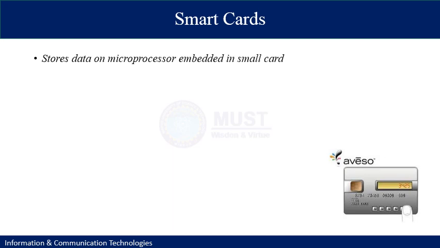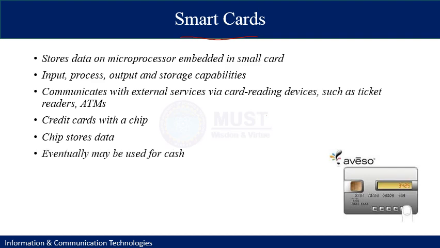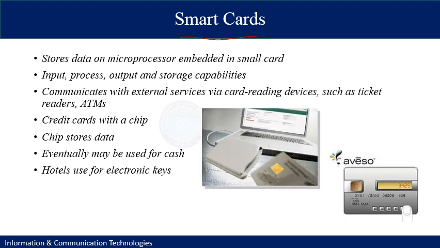A small amount of data can also be stored onto credit cards or similar cards named smart cards. These cards store data on a microprocessor embedded onto the small card itself. So it contains input, process, output, and storage capabilities. Usually the card communicates with external services using card reading devices such as ticket readers or ATM machines. A typical example is a credit card with a chip. The chip stores the data and eventually may be used for cash or, in hotels, for electronic keys.